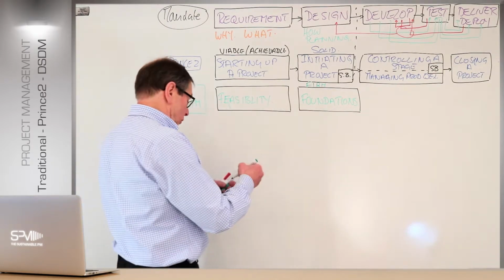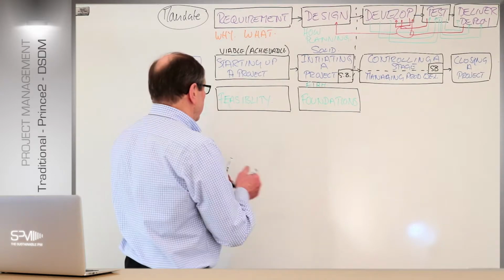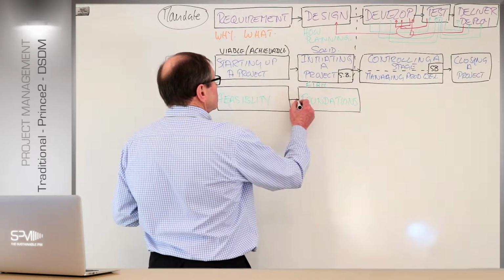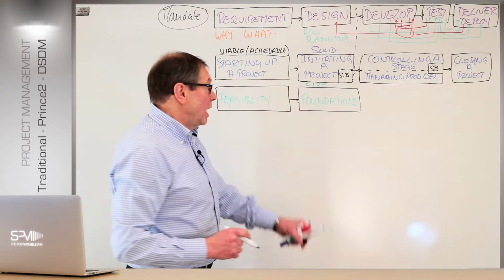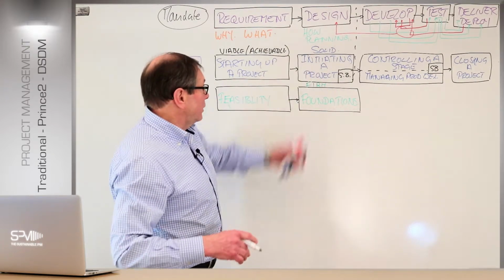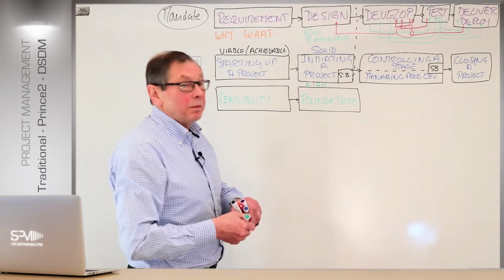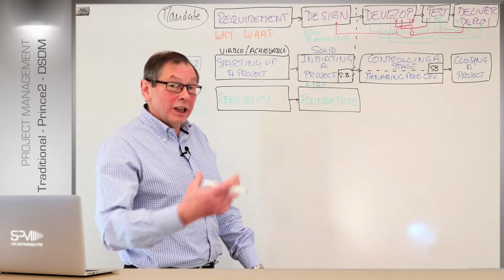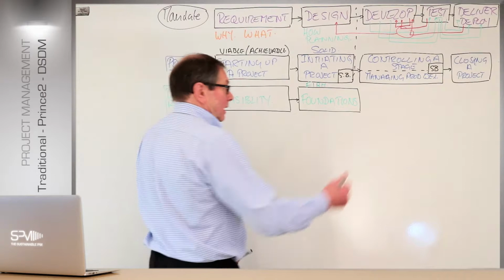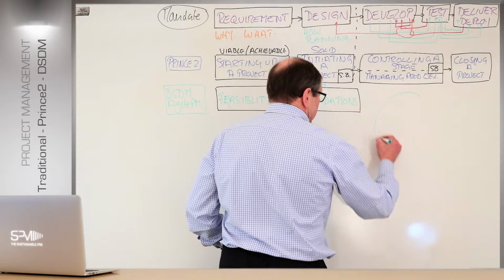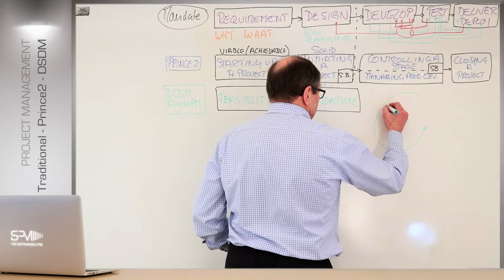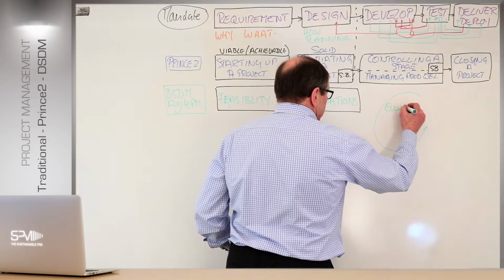So foundations, right? At that point, we go from feasibility with a gate into foundations, and put some planning in, understanding how we're going to run the project, and then we go into the next section, right? Now we go to develop it. This is when it gets a little more interesting, okay? Because now we have, from this perspective, a thing called evolutionary development.